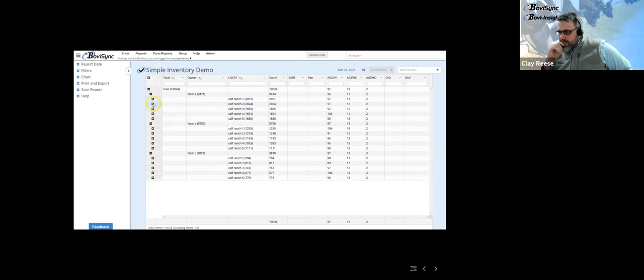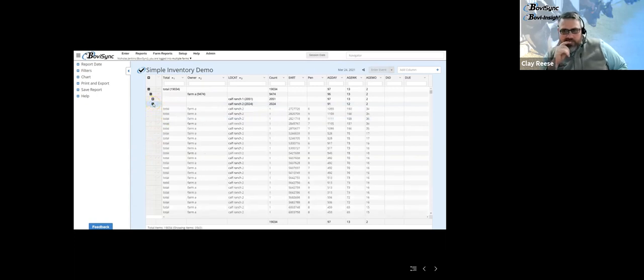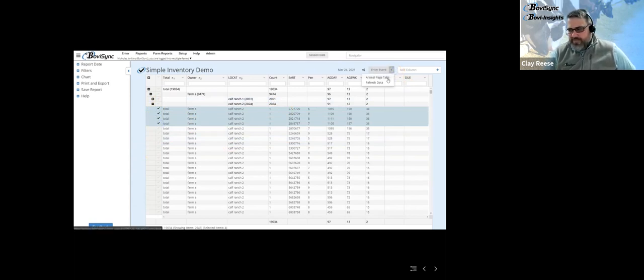This is an animal report, so the base measure is an animal unit, and as we go deeper and deeper into the report, you end up at the individual animal record, which you can multi-select and open up those animal pages in separate tabs. You can also enter events for just those specific animals that you're interested in.